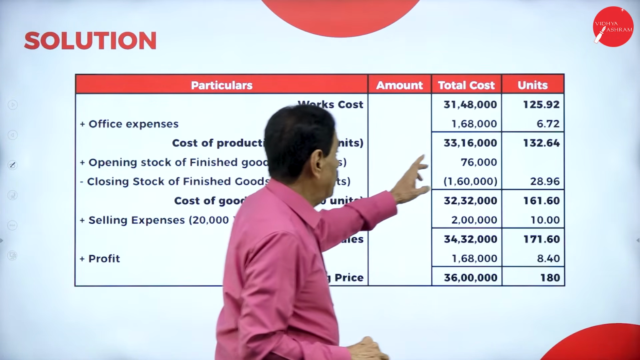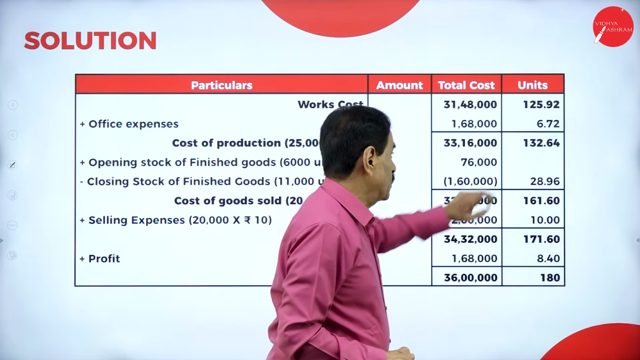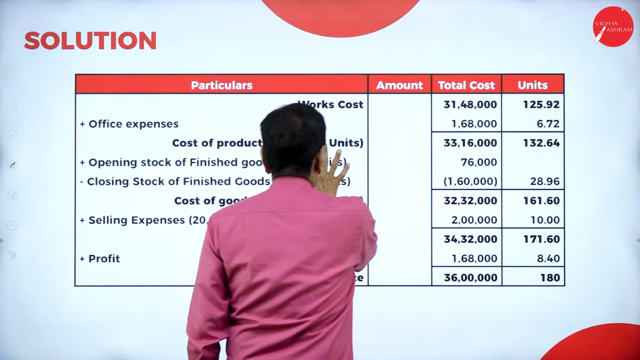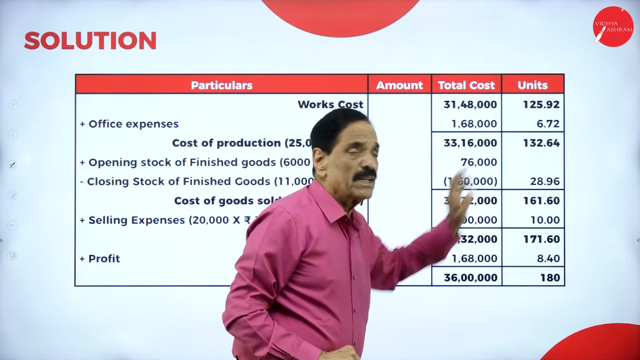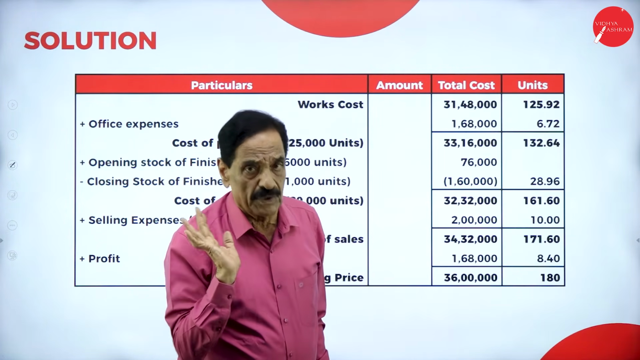Add office expenses 1 lakh 68,000, per unit 6.72. This is for 25,000 units. 33 lakh 16,000, 132.64 per unit.